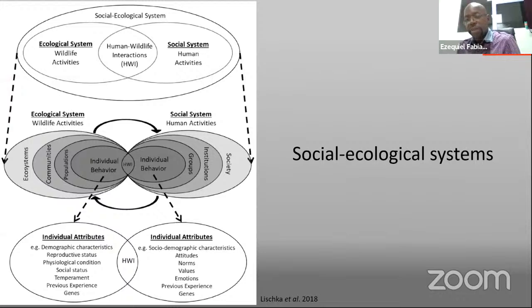So, I end with this slide to say that we do need to include more of the social ecological systems and frameworks when dealing with conservation or assessing the success of conservation approaches.